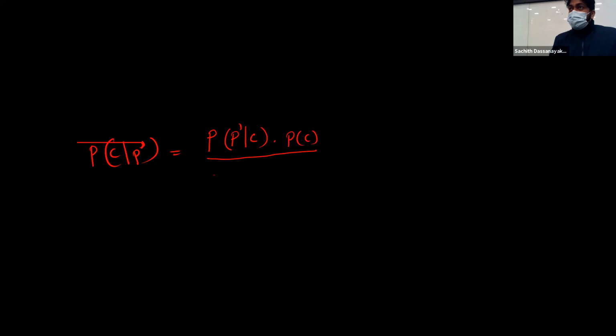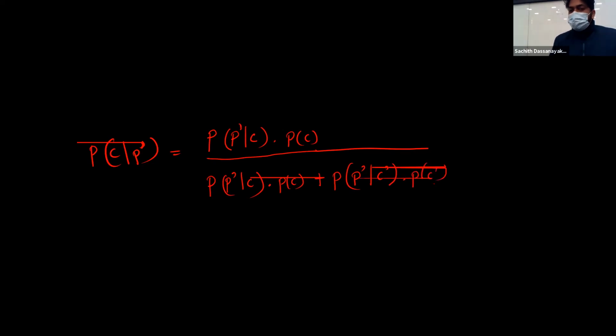So summation means you can expand that: probability of P dash given C times P(C). Yes, don't stop there. Plus probability of P dash given the other C, which is C dash. Those are the partitions of C, times the individual probability P(C dash).